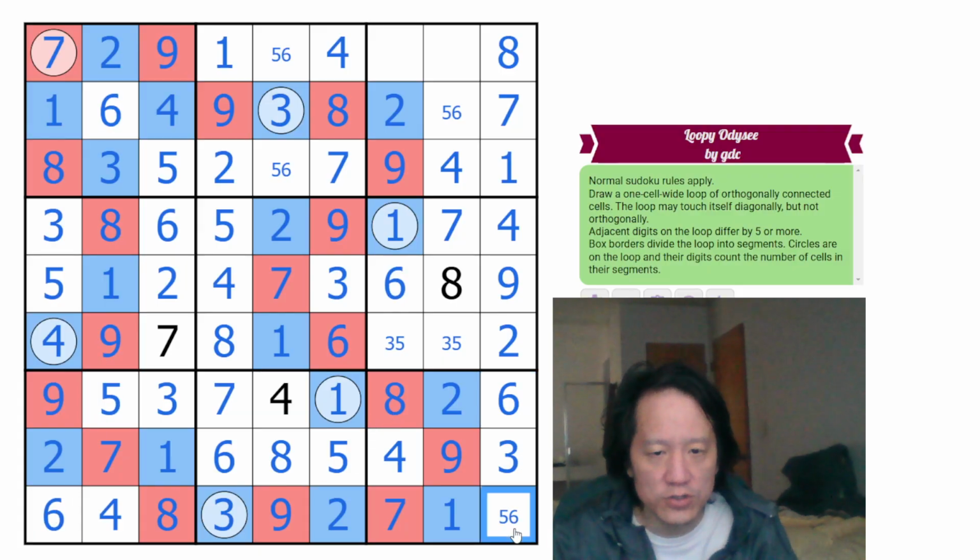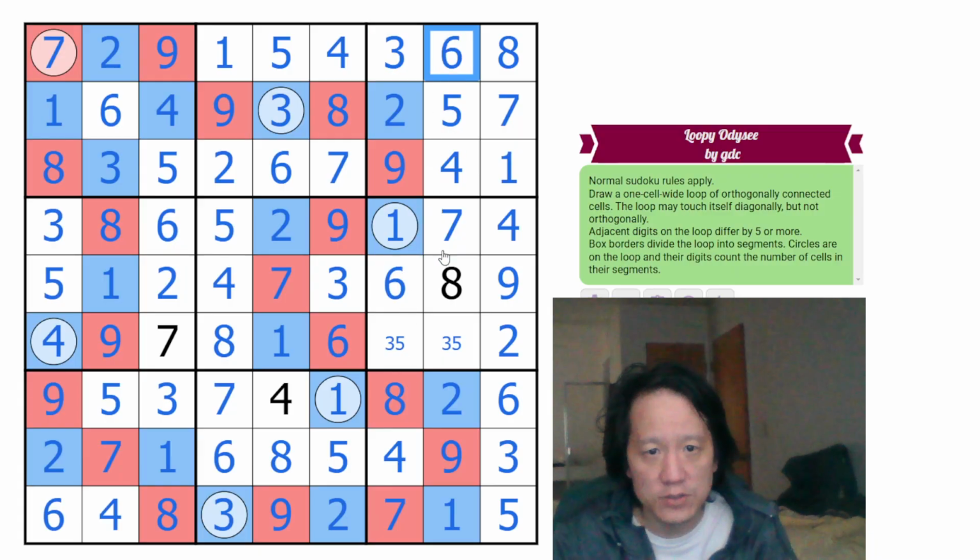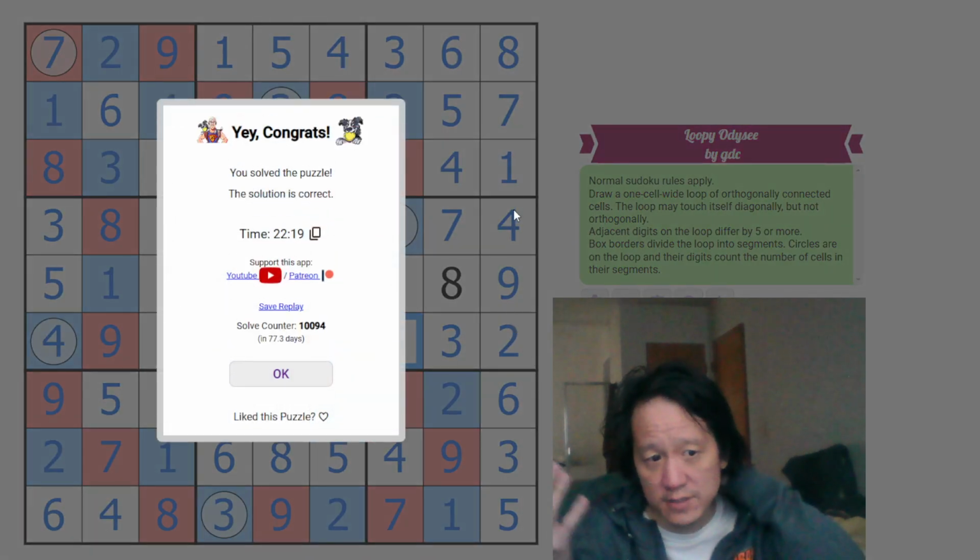This is just Sudoku. This is 6 and 5. This can't be 6, so this is 5. This can't be 5, so this is 6, 5. This can't be 6, and so it has to be 3, so that's 6. This can't be 5, this is 3, and that's a 5. And that's the solution.